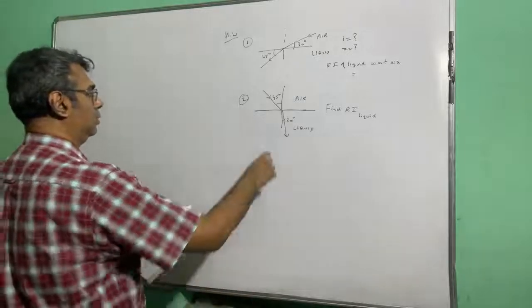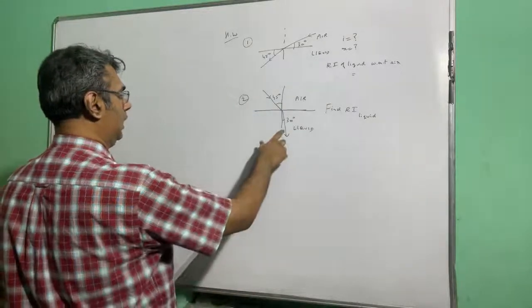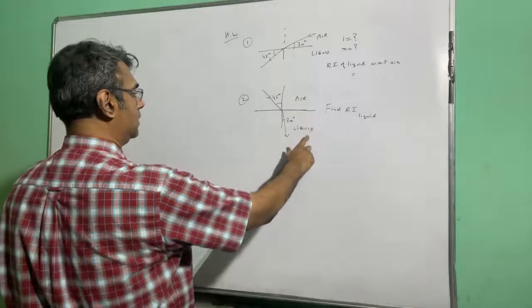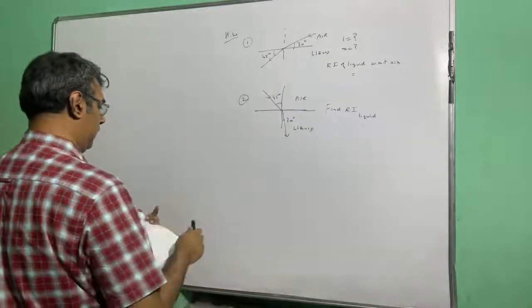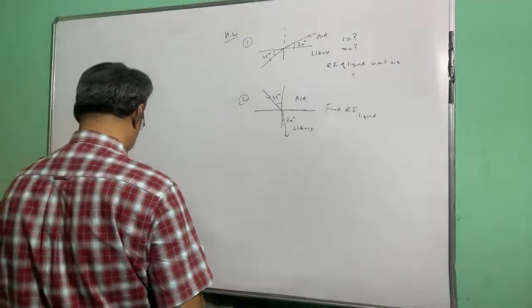Okay, question number 2. The angle of incidence is 45 degree, the angle of refraction is 30 degree, this is air, this is liquid. Find the refractive index of the liquid. This is question number 2.